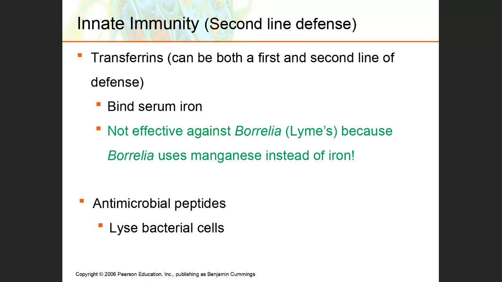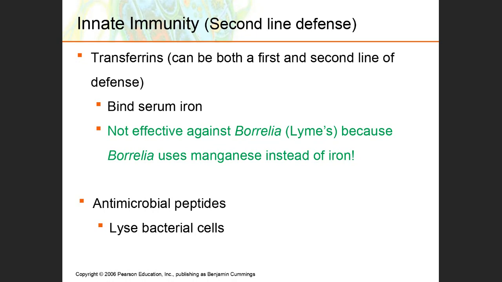And then we see transferrins again, which can be either first or second line defense, depending upon what textbook you're looking at, but they bind up iron to keep it away from pathogens. But not all pathogens require iron. An example, Borrelia burgdorferi, which causes Lyme disease. It doesn't use iron, it uses manganese instead. So there are pathogens that naturally are resistant to some of our defenses just because that's how they are.